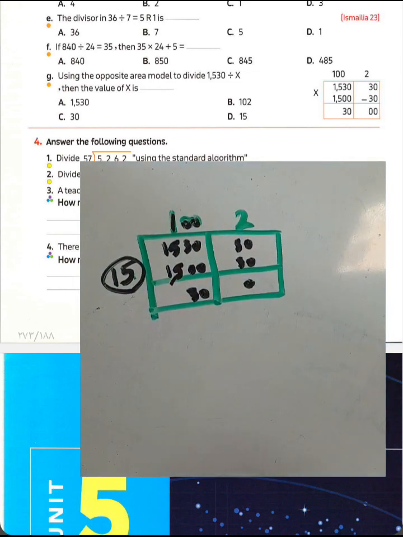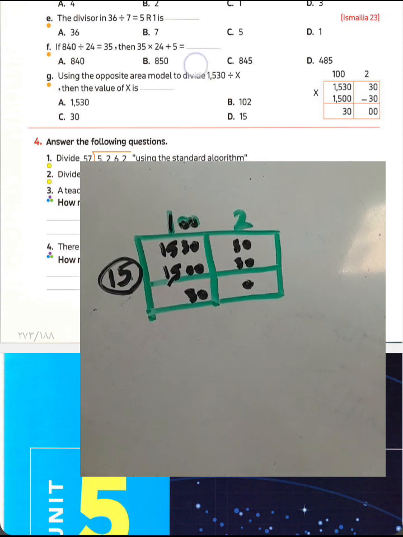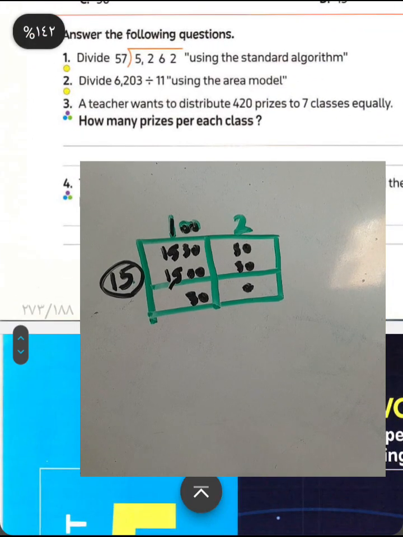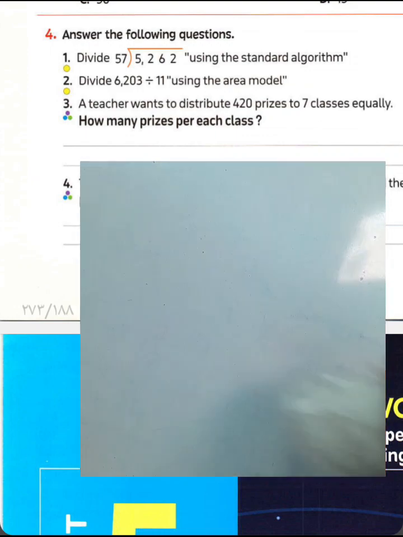Okay, choose letter D for this question, letter G. Understood? Next question here. Number 4, divide using the standard algorithm. Standard algorithm means long division.